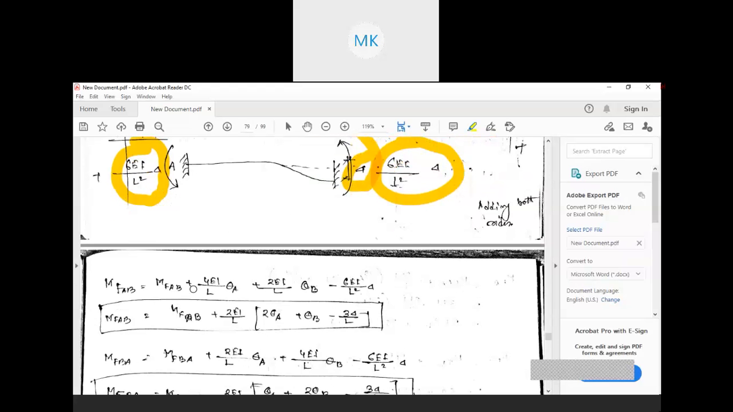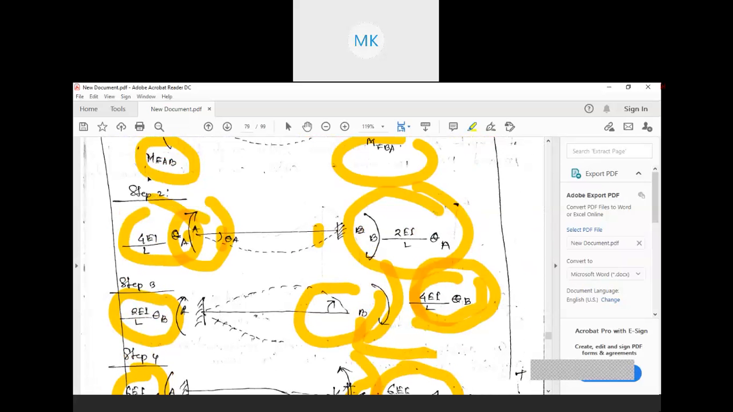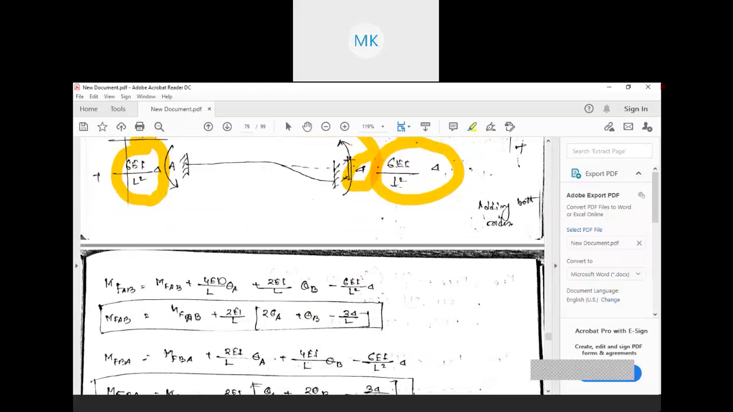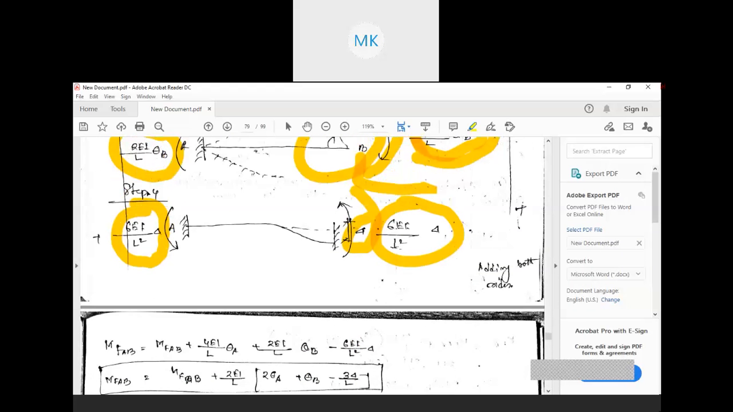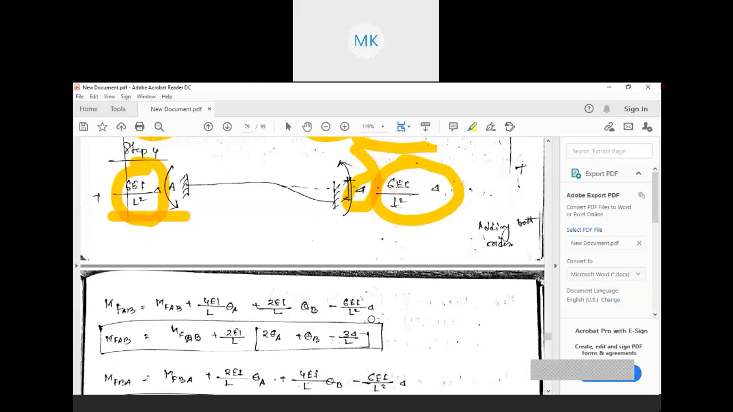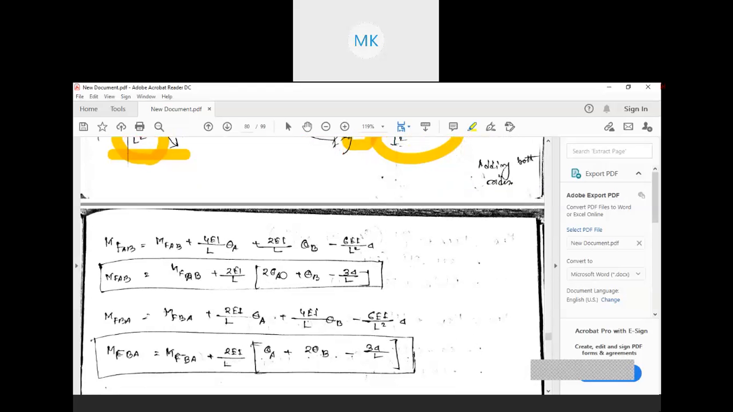So finally, MFAB is given by adding all these four terms: MFAB plus 4EI by L theta A plus 2EI by L theta B, and last is this 6EI by L square into delta. If we simplify this, you will get the equation like this.